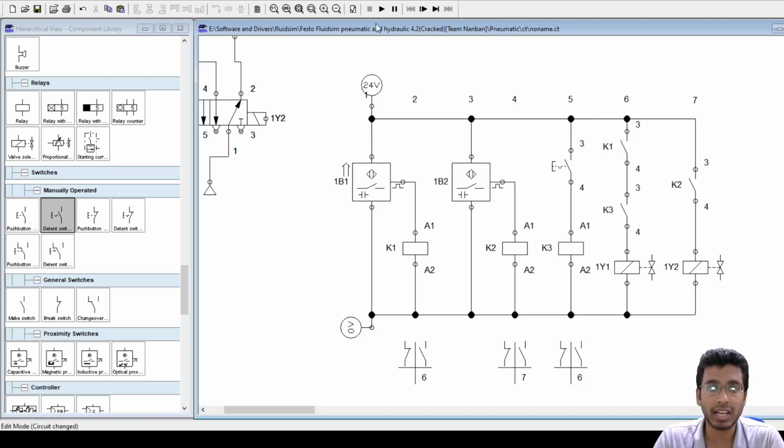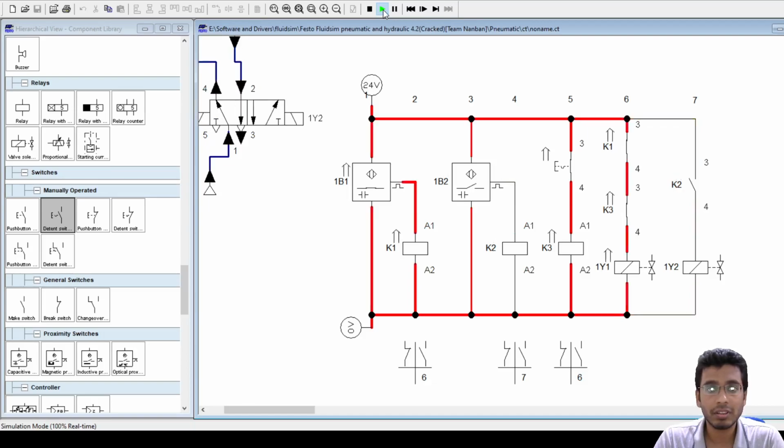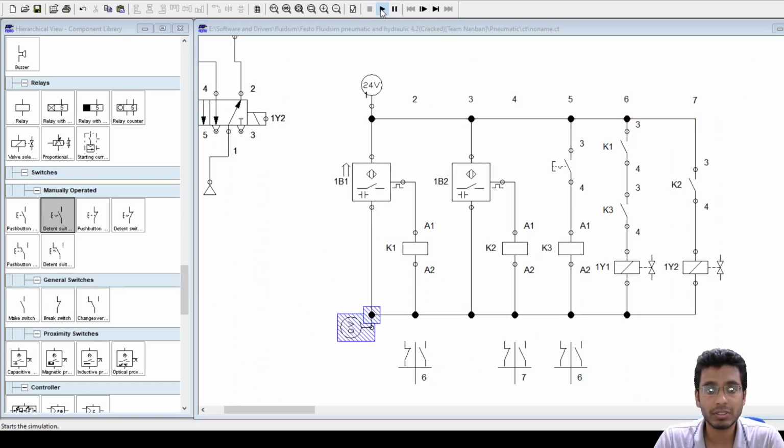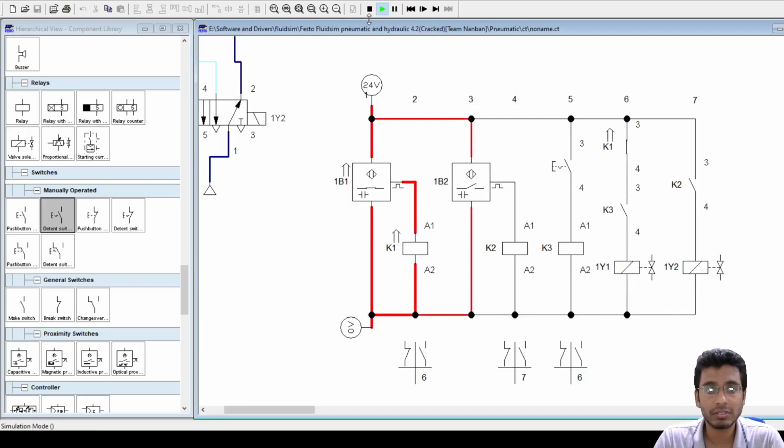The moment I start the simulation, that means now you have current flowing through it. Then your 1B1 gets actuated, and hence your K1 would remain closed. Fine. This open contact. Now, when I am going to press this, let us do step by step. When I am pressing this switch, that means now my K3 gets actuated. Now this will get closed, this K3 contact. So this was it, pressing my detent switch.